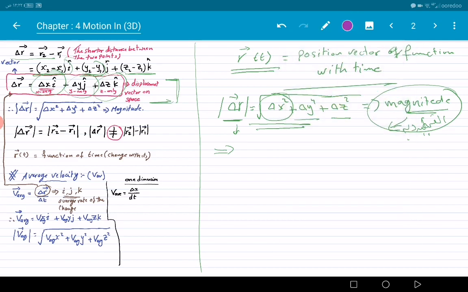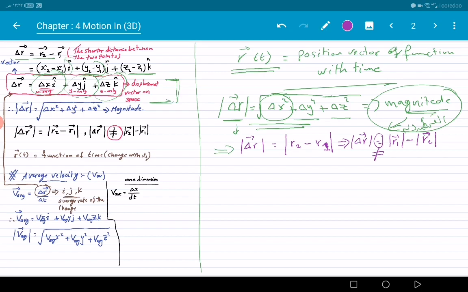The delta R as a magnitude is equal to R2 minus R1, the rate change between the points R1 and R2. Sorry, some students do it like this, and it is not correct: delta R equal to the absolute value of the position vector R2 minus the absolute value of the position vector R1. So that is not correct, it is wrong.